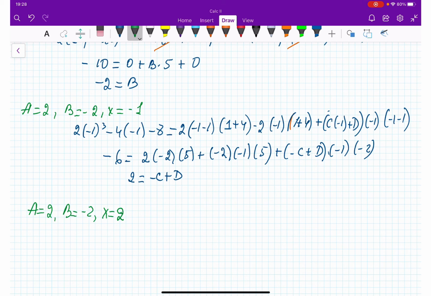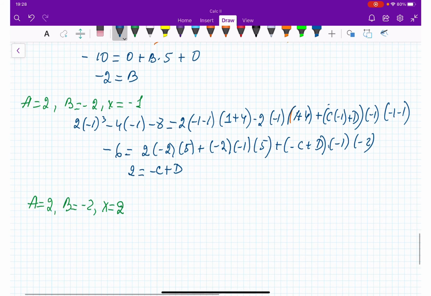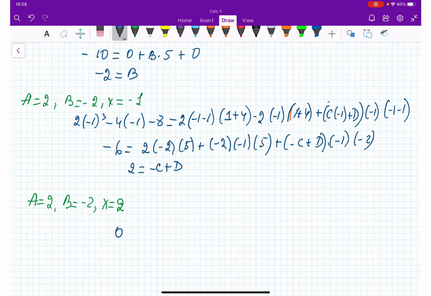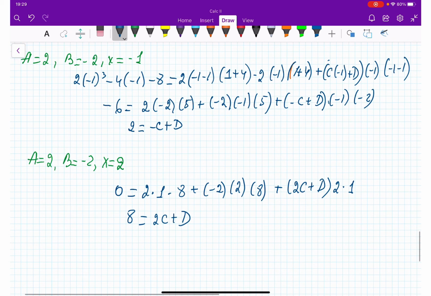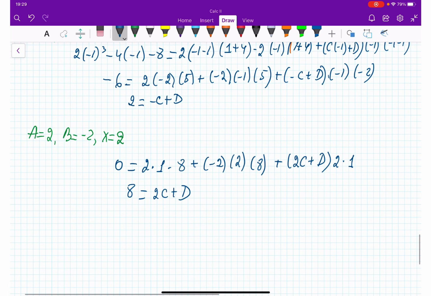So then I'm going to have, if I have x is 2, I'm going to jump already. 0 is equal 2 times 1 times 8 plus negative 2 times 2 times 8 plus 2c plus d and times 2 and times 1, and we get 8 is equal 2c plus d. All right, so I'm going to make system of equation for c and d, and I will get negative c plus d is equal 2, and 2c plus d is equal 8.